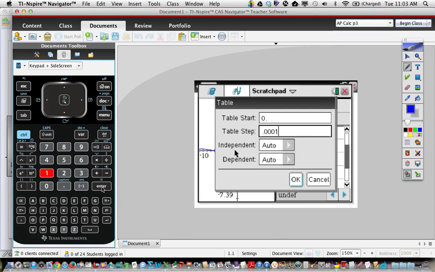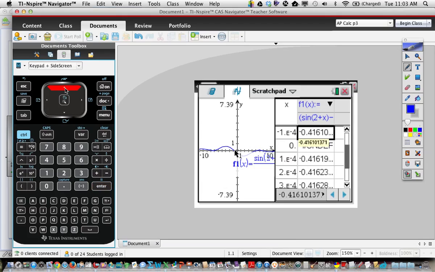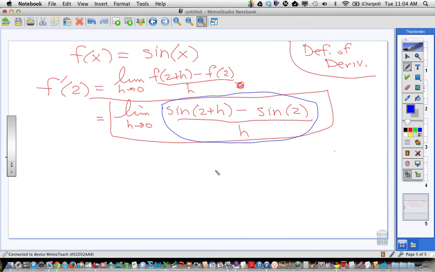0.0001, and then arrow up a couple. And what does it seem to be approaching? Negative 0.416. And we don't care about the undefined there, right? If that was a German shorthair, or if that was a 21, or whatever was there, we wouldn't care about. The limit is approaching negative 0.416. So our answer is negative 0.416.